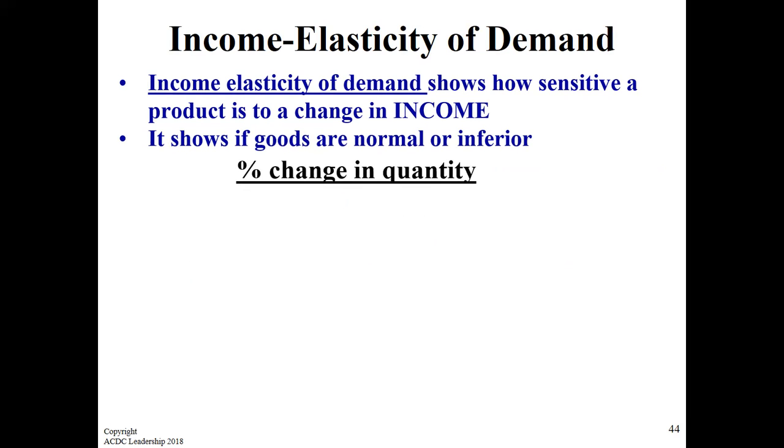Now, change in quantity is always on top. Instead of price, what do you think should be on the bottom? Income. Okay? So on all these formulas, just remember, the percentage change in quantity is always on the top. It's usually price on the bottom, except for this one, just because we're dealing with income.